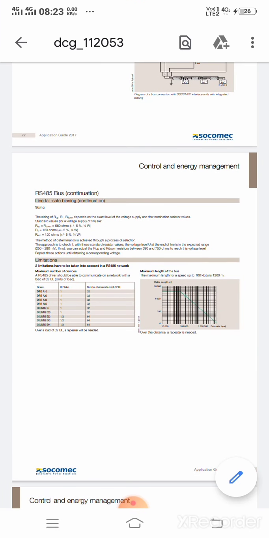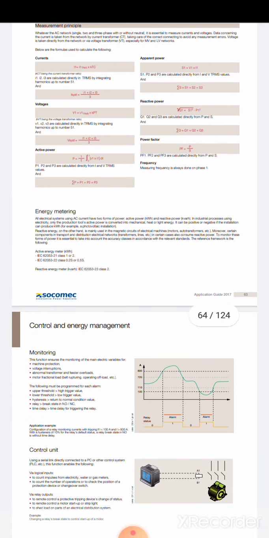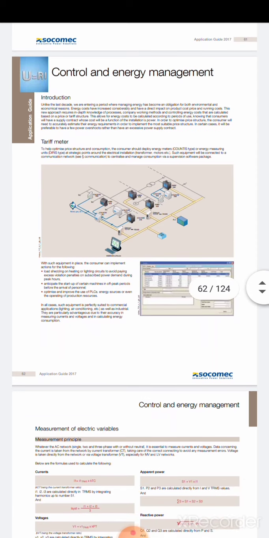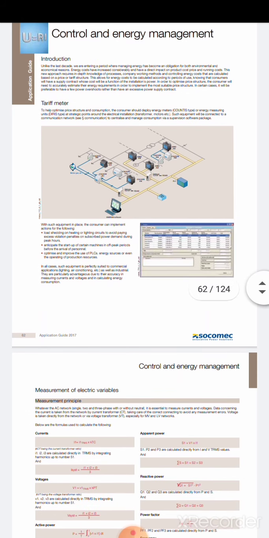So this is all we had a look at about the Socomec power and energy solution, why it is needed, then how this kind of structure can really help you with load shedding, anticipating startups, and even optimizing and improving the PLC's energy source, or even the operating of production resources.